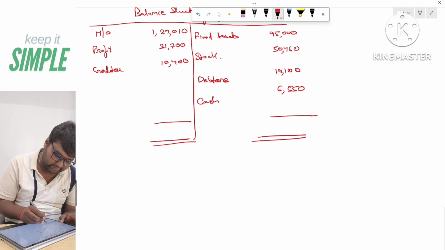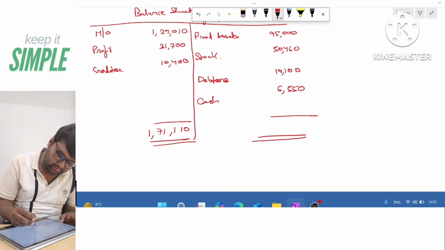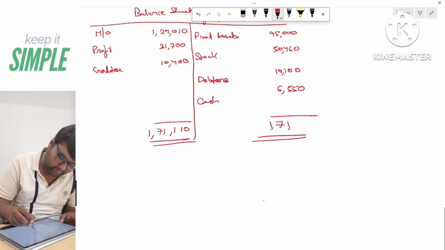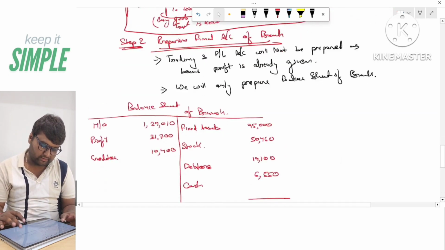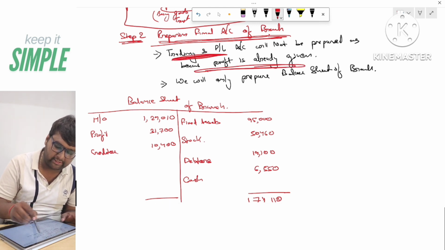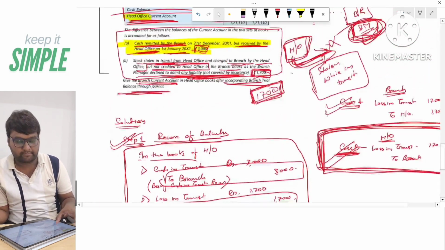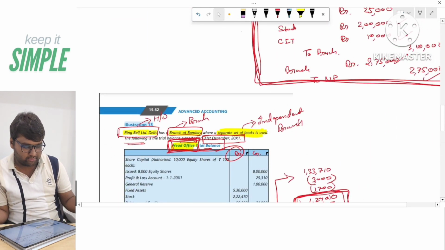So if we total this, it will be 1,71,110. Here also 1,71,110. Done. Our step 2 is also done, that is preparing final accounts of branch. Here we have not prepared trading and PL because profit was already given. Correct, na? Chalo, we'll move to step 3.